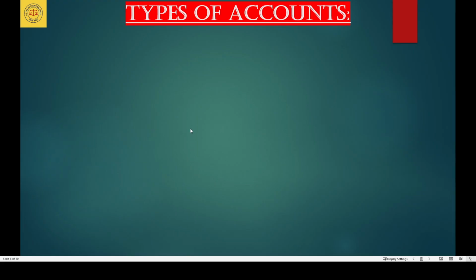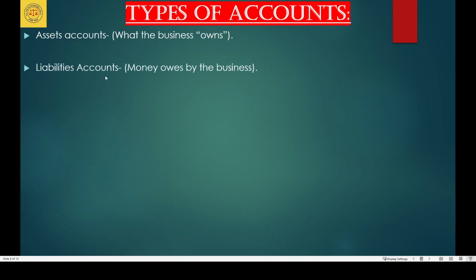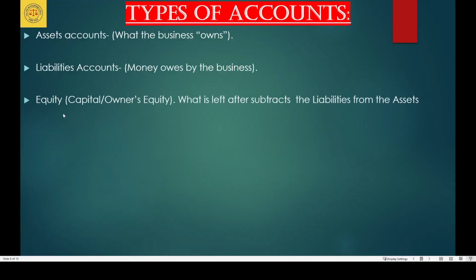Types of accounts. We have different accounts, different groups. But let's see, assets accounts, we already went through this. This is part of the balance sheet accounts. Liabilities accounts, we already went through, okay, money that is owed by the business. This is part of the balance sheet, keep in mind that one. Equity or capital or owner's equity, that we already went through, is what is left after subtracting liabilities. These three groups are essential parts of the balance sheet.